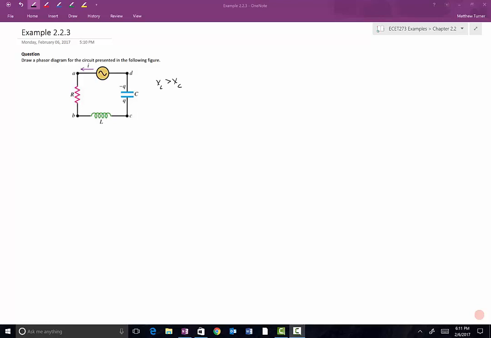Example 2.2.3: draw a phasor diagram for the circuit presented in the following figure. And I've added a little condition where X sub L is greater than X sub C. The value of the inductive reactance here is larger than the capacitive reactance there.